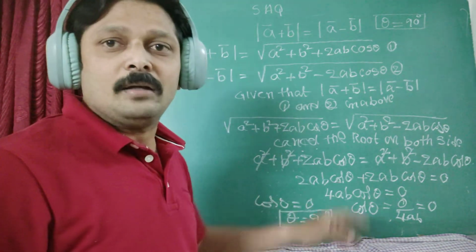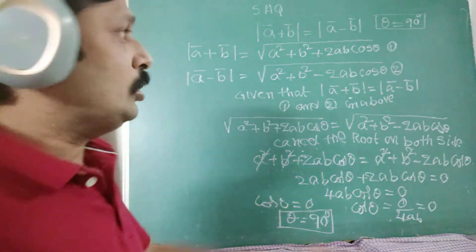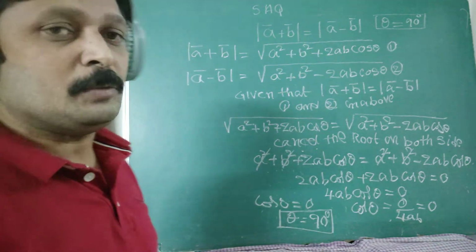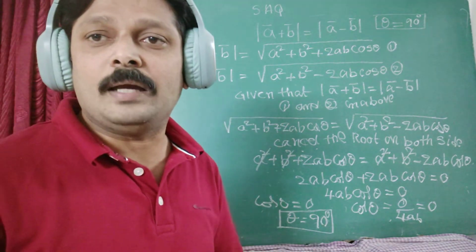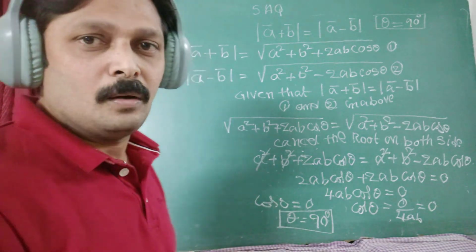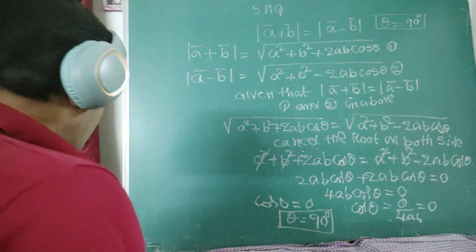Magnitude of a bar plus b bar equals magnitude of a bar minus b bar, and show the angle between them is 90 degrees. Okay, do that now.